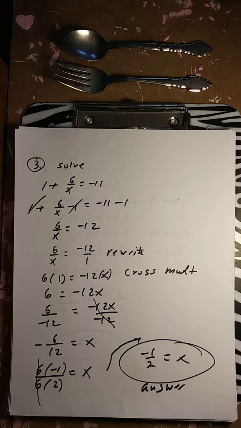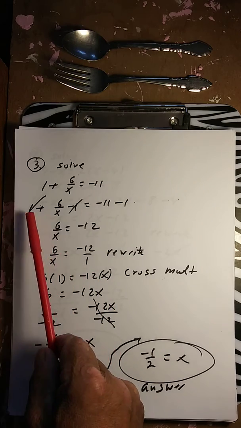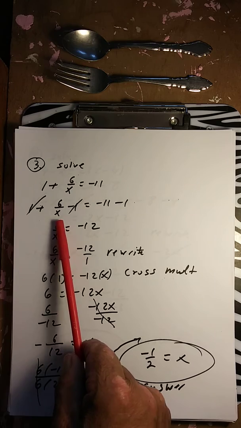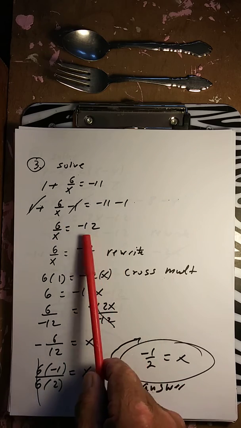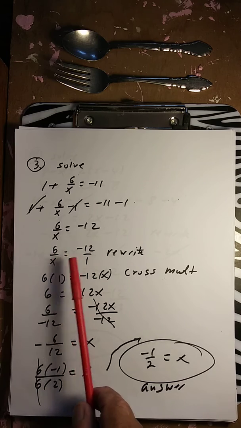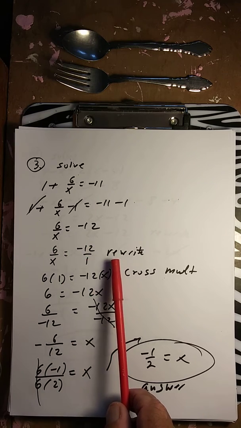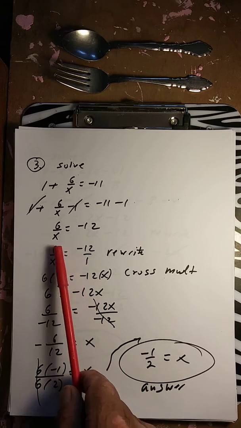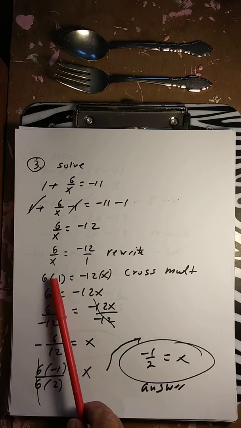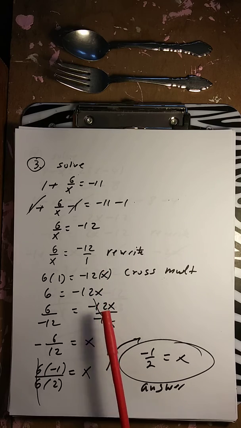Solve 1 plus 6 over x equals negative 11. First thing we're going to do is go minus 1 to both sides. So 1 minus 1 is gone. So we have 6 over x equals negative 12. Negative 11 minus 1 is negative 12. Rewrite this. 6 over x equals negative 12 over 1. Now I'll cross multiply. 1 times the 6 and x times the negative 12 over here. So this is going to be 6 equals negative 12x.